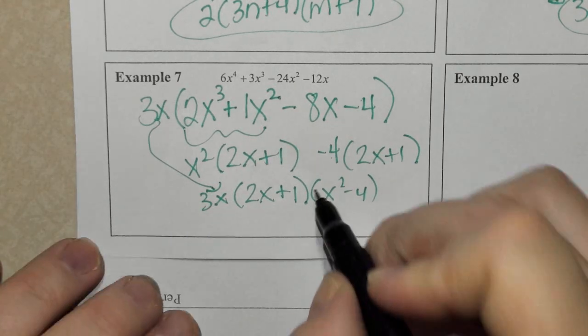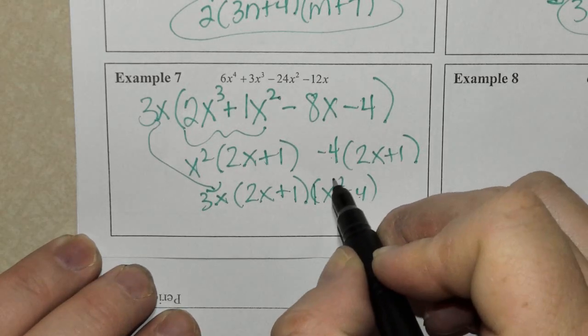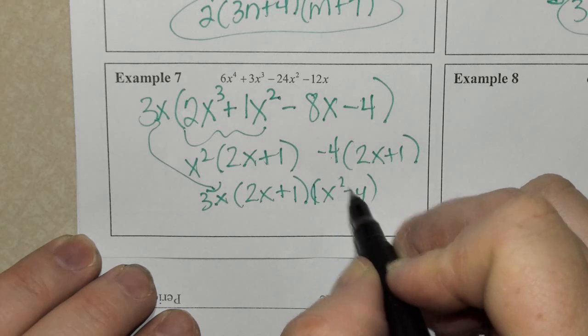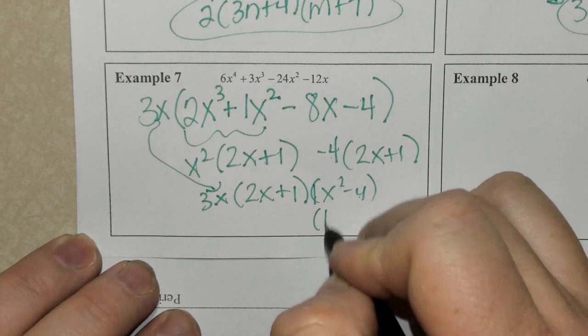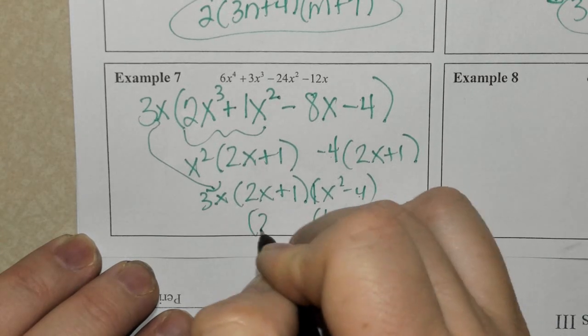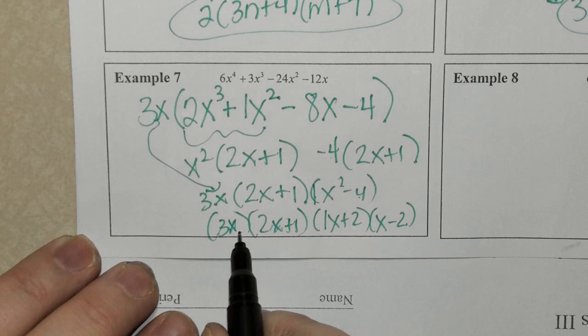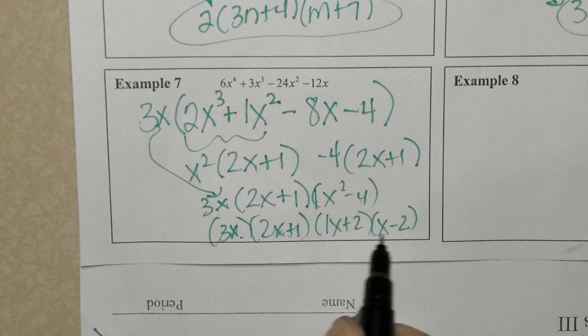The last one. Is 1 and 4 both perfect squares? Okay, is this divisible by 2? Is it even? And subtraction. This becomes 1x plus 2, 1x minus 2, and then bring everything else down. This would be the final answer. You don't need to have 3x in parentheses. This is your final factored form.